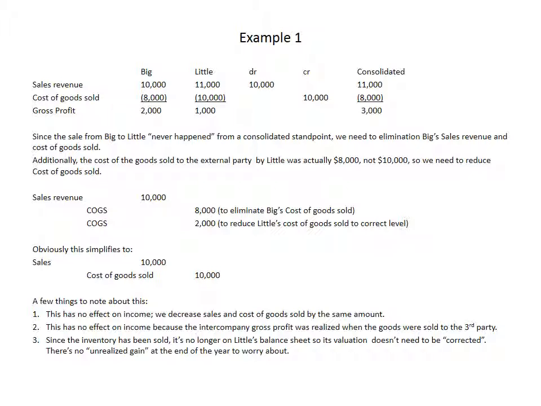And finally, since the inventory has been sold, it's no longer on Little's balance sheet, so its valuation doesn't need to be corrected. There's no unrealized gain at the end of the year to worry about. It's all been realized and we're done. We can walk away.